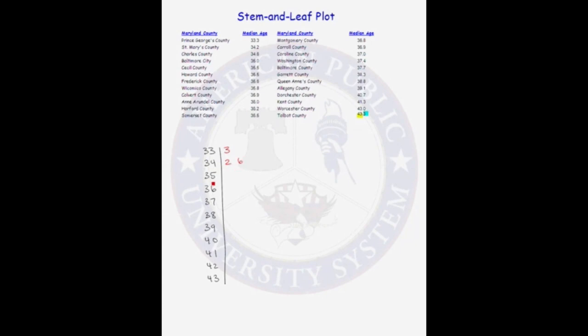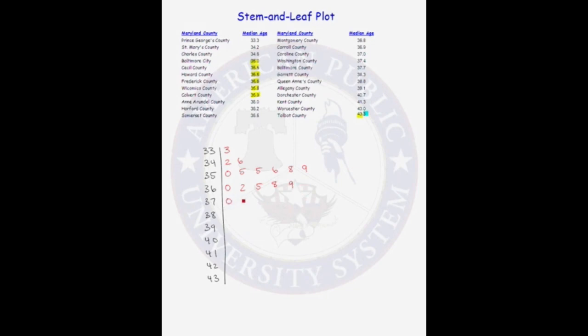How many data values will we have that start with the stem of 35? There will be 1, 2, 3, 4, 5, 6 data values that begin with the stem of 35. 35.0, 35.5, 35.6, 35.8, and 35.9. We have a 36.0, 36.2, 36.5, 36.8, and a 36.9.